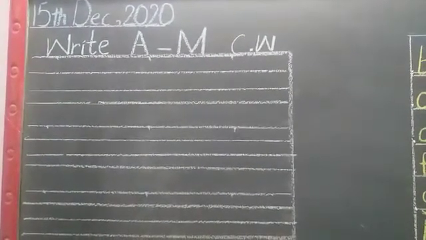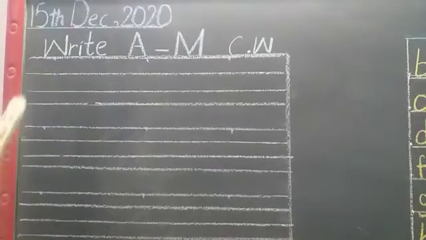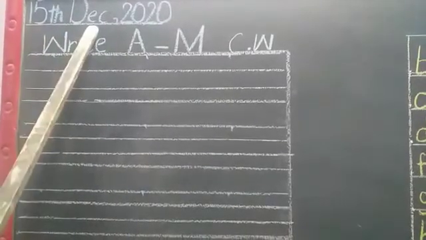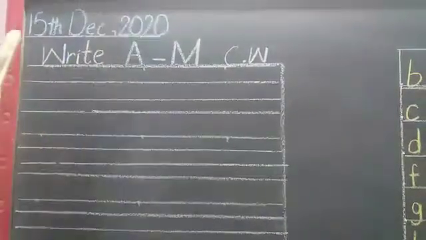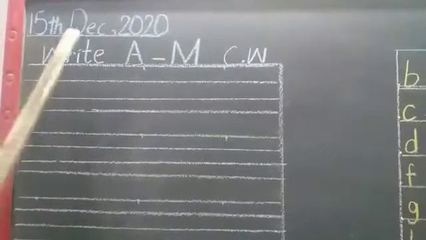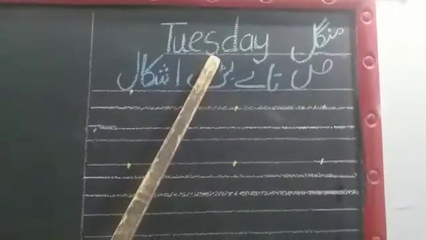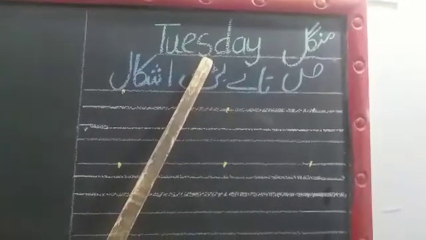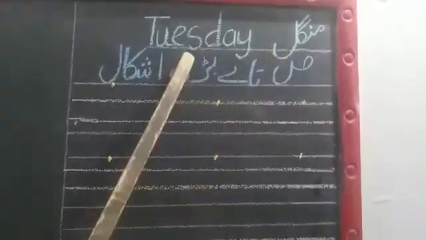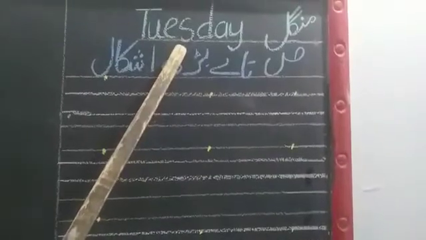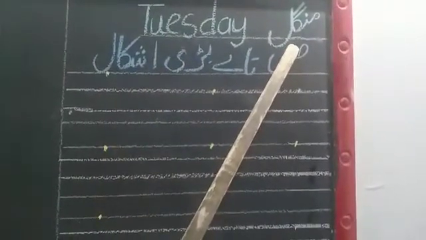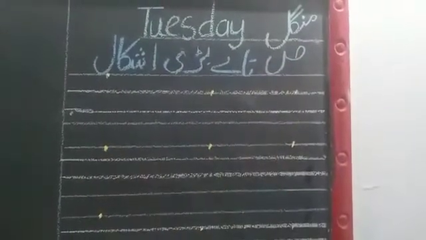Bismillahir Rahmanir Rahim. Today the date is 15th December 2020. What date is today? 15th December 2020. And the day is Tuesday. What day is today? Tuesday. Let's start our work.